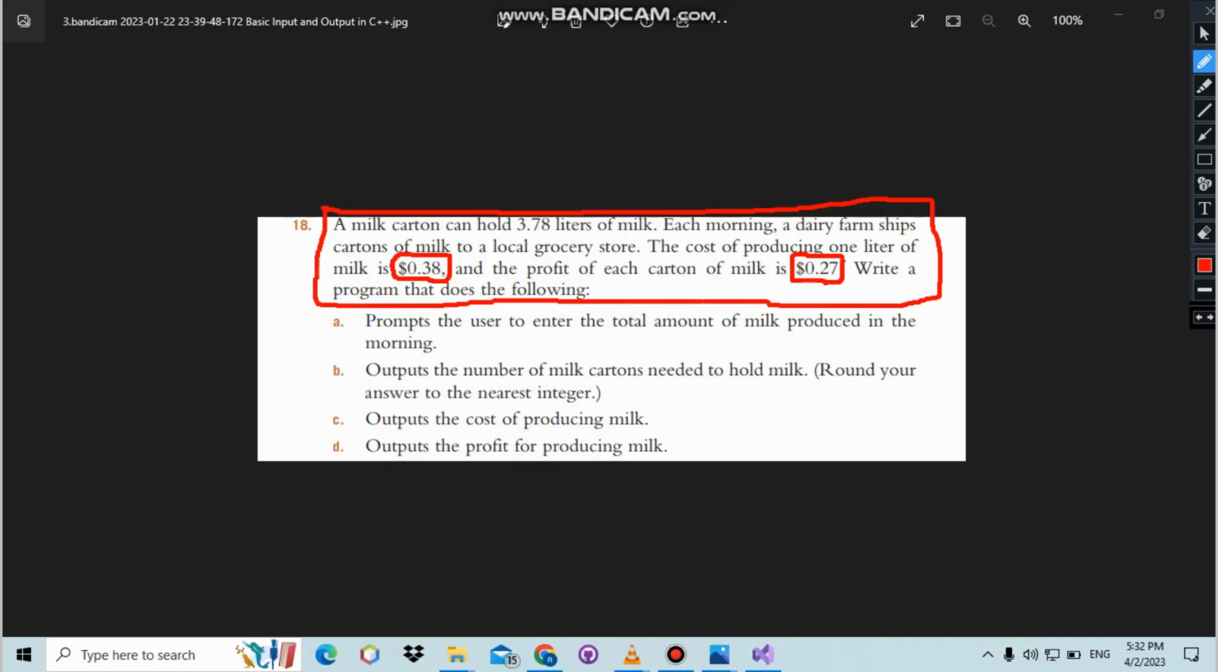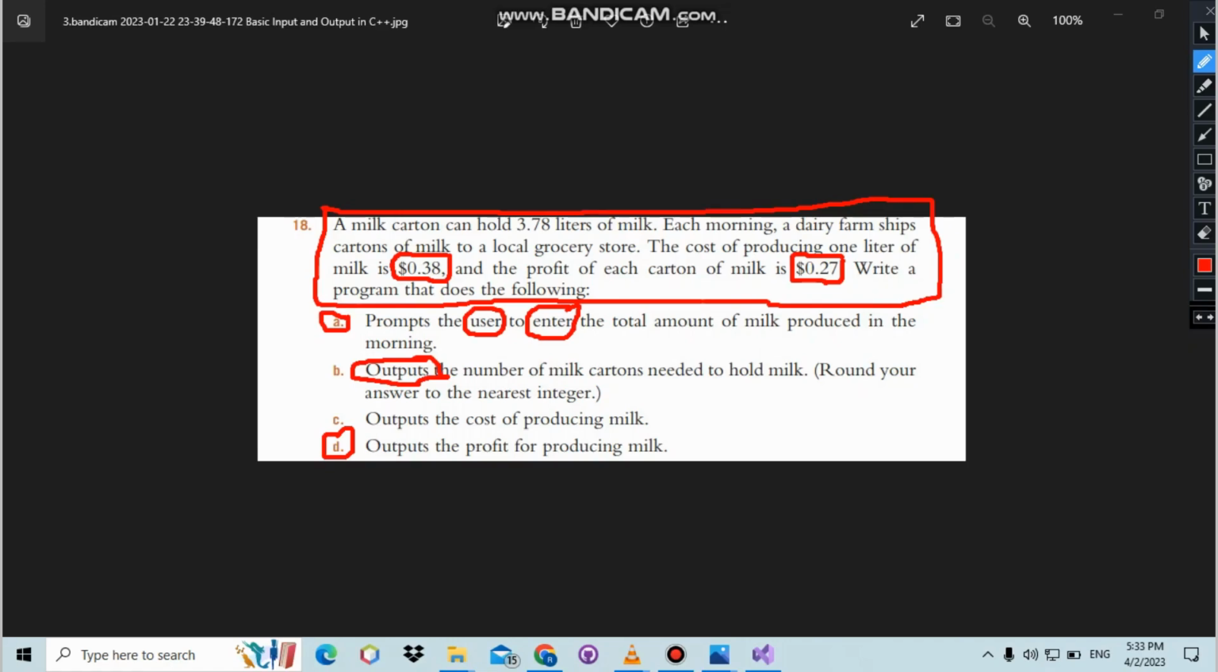Write a program that does the following. The algorithm starts from A until D. These are the steps that need to be executed properly in the generic execution. The user inputs some information, like the total milk, which needs to be input by the user. The keywords you have to look for are outputs and the user needs to enter something. Those are keywords you have to look for when analyzing a question like this, because they give a hint.